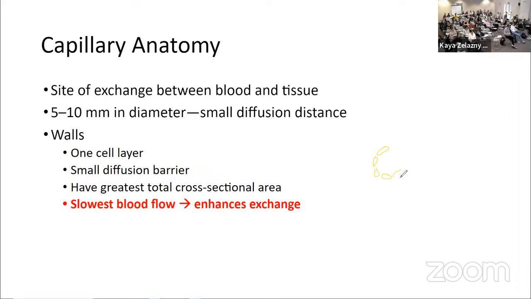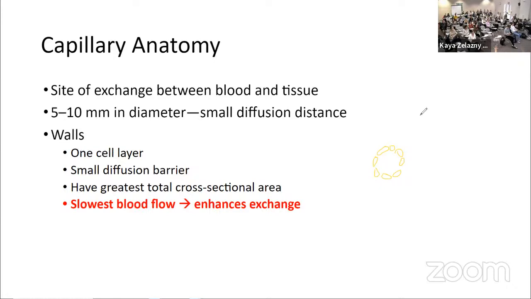Because we want stuff to be able to get across. We're going to want to control and predict what gets across, but we do want things to be able to cross. Our capillaries are going to have our greatest total cross-sectional area in our body, which really just means you've got lots of capillaries, right? So they're not very big, but you have tons of them. You have tons of capillary beds everywhere.